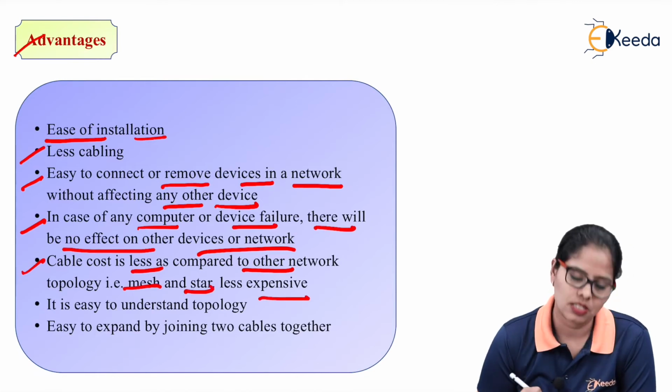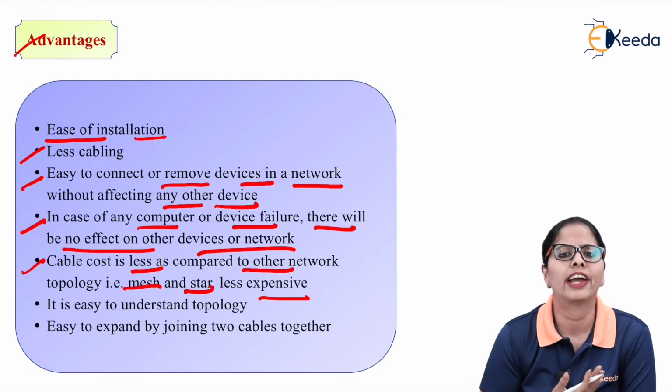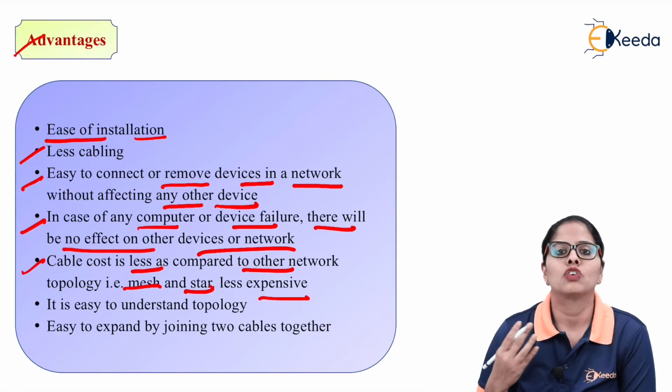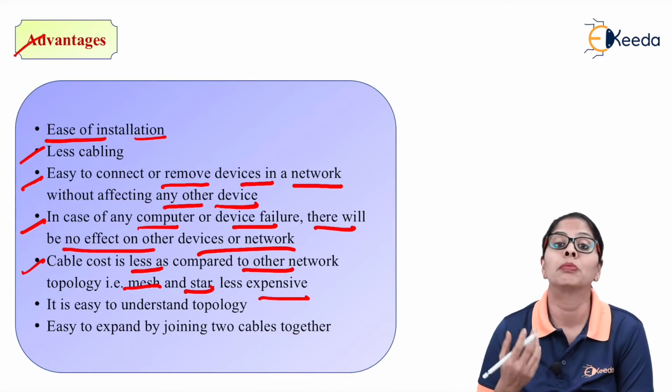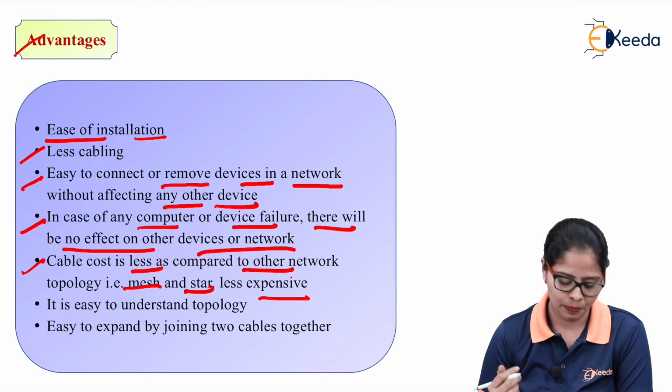Next, cable cost is less as compared to other network topologies like mesh and star, so it is less expensive. Just now we discussed there is a shared cable between all the devices. If you compare with mesh and star, there is a dedicated link. So over here my cabling cost will be very less.